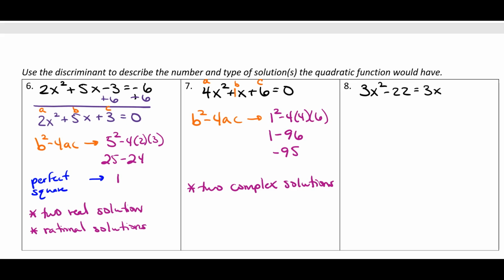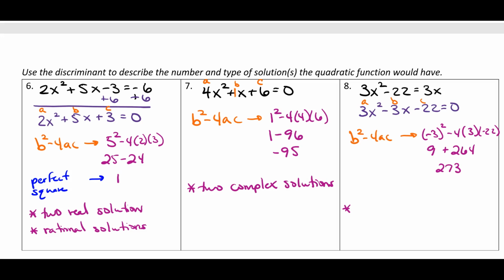All right, hopefully you're ready to check your answer. So the discriminant is 273, and hopefully you check to see if it's a perfect square. So first of all, 273 is positive, so that means you should have put that you have 2 real solutions.